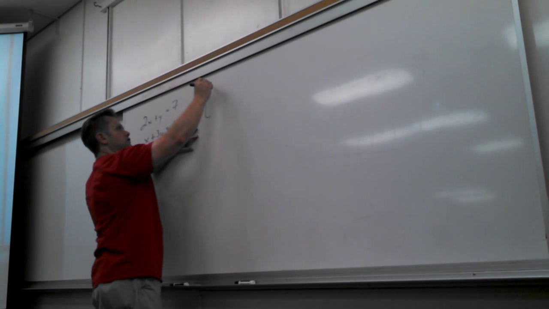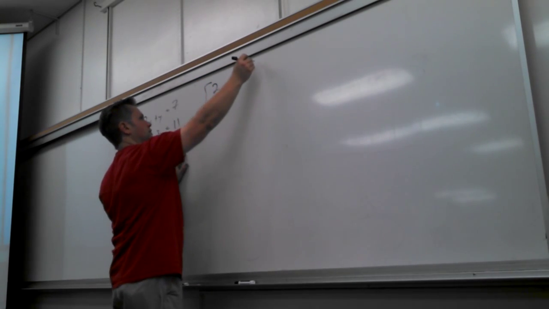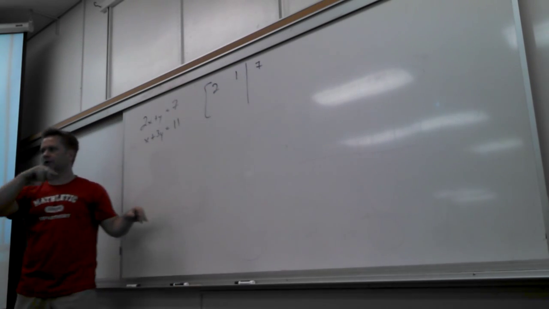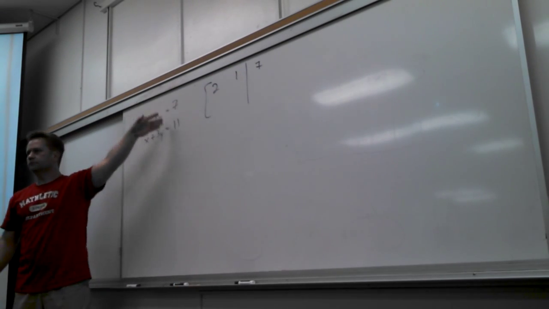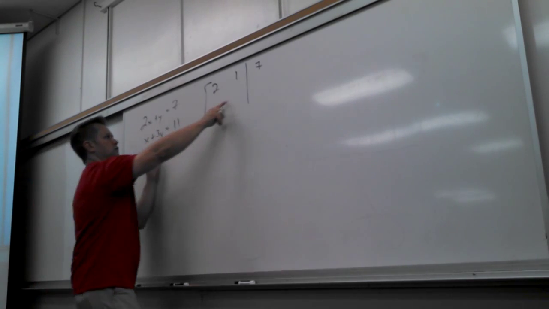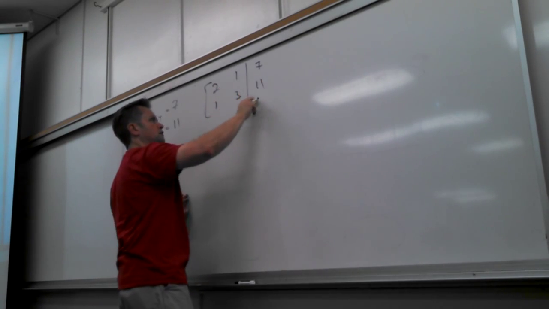So just put the coefficients. So this will be 2, 1, 7. And normally I draw a little line there. I don't think the book does, but when I was taught this, I was taught that, so I always do. It's part of my habit. And this one's going to be what? One, one, three, 11.